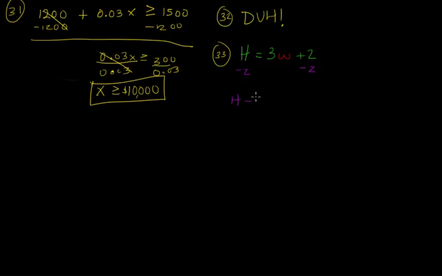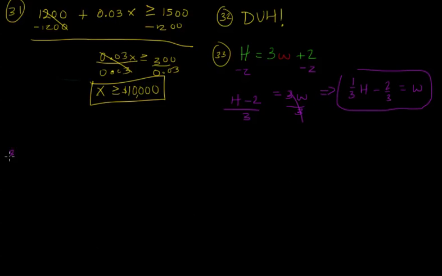So H minus 2 equals 3W. Divide both sides by 3. H minus 2 over 3 equals W is a pretty good answer, but I'm going to simplify it even more. That's 1/3 H minus 2/3. I just broke apart this fraction. Equals W. So I can say that if I want to.